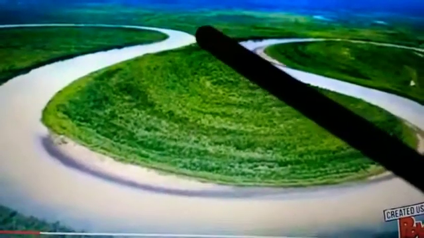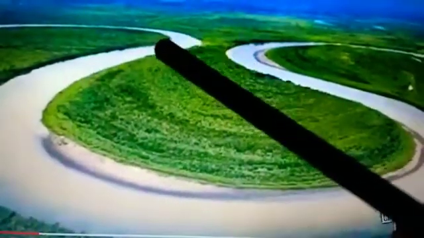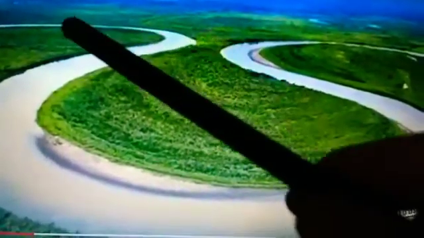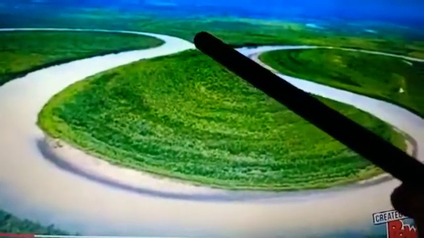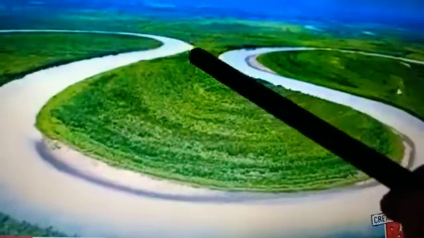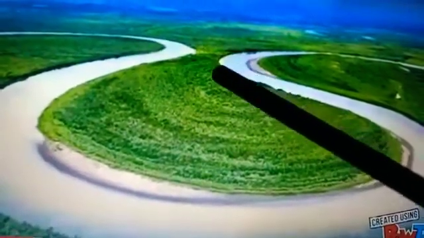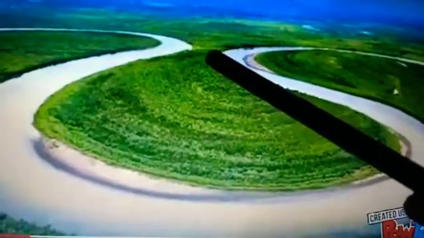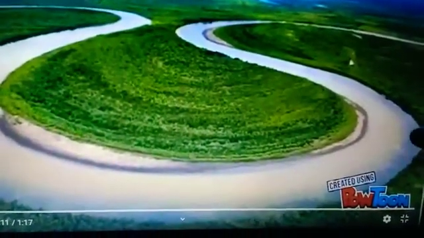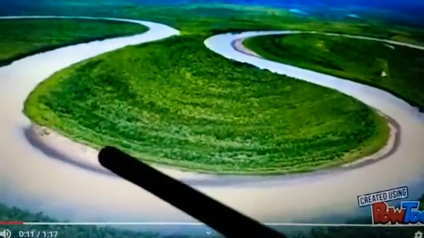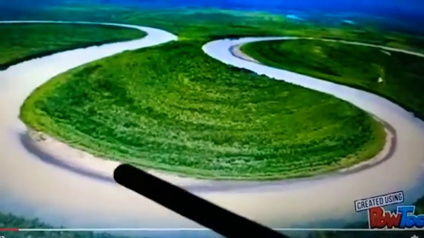So the river water is faster on the outer bend. When the river flows straight, and this is the outer bend, it is fast, it is doing a lot of erosion. It does a lot of erosion on the outer bend. But it does a lot of deposition on the inner bend.